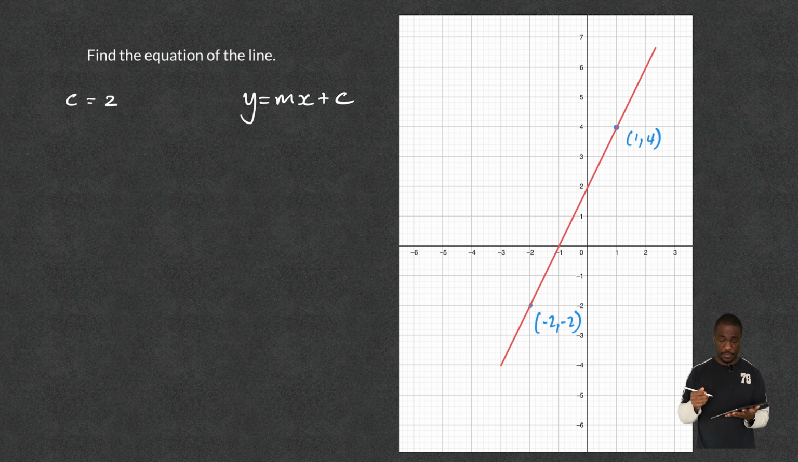Now at the top of this video, I said the gradient is the rate at which the line is going up or down. This line is going up, so the gradient is positive. So I want to know the rate at which it's going up.